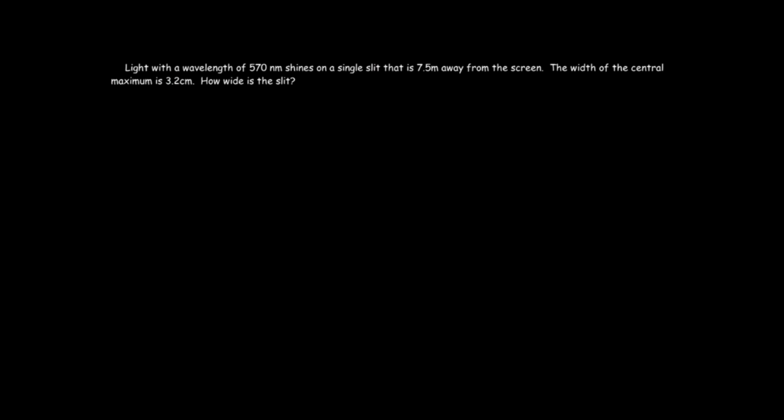Light with a wavelength of 570 nanometers shines on a single slit that is 7.5 meters away from the screen. The width of the central maximum is 3.2 centimeters. How wide is the slit? So first, we have our picture: the single slit, the screen, and the L, which is the distance between the slit and the screen, and the D.